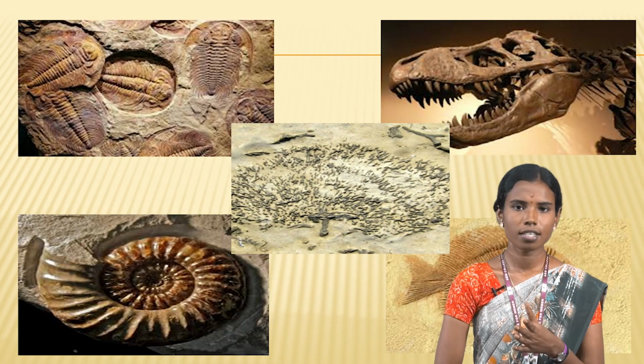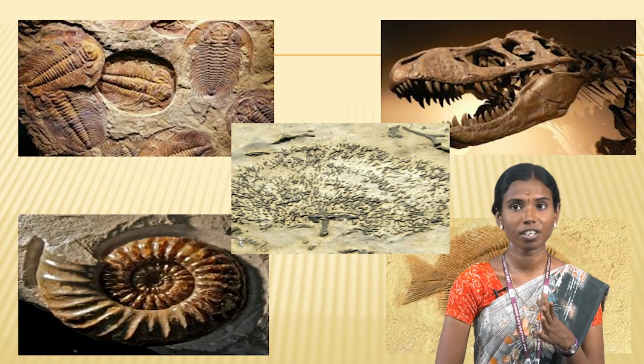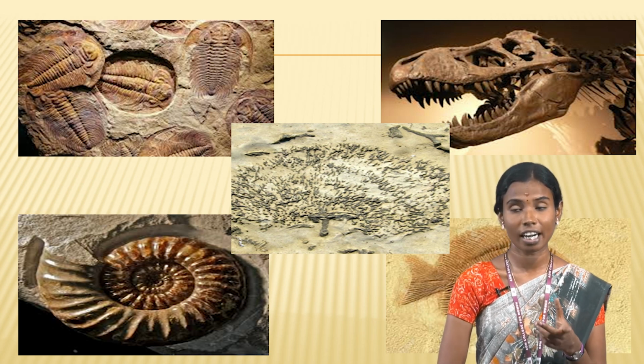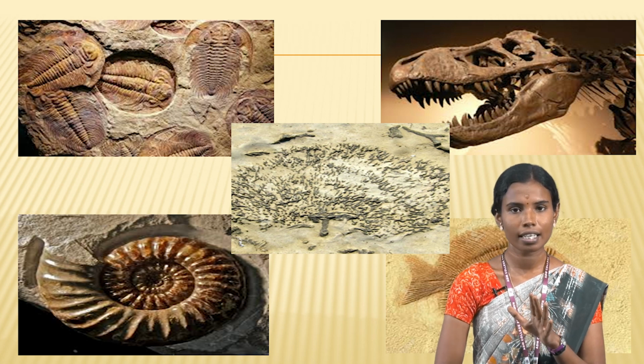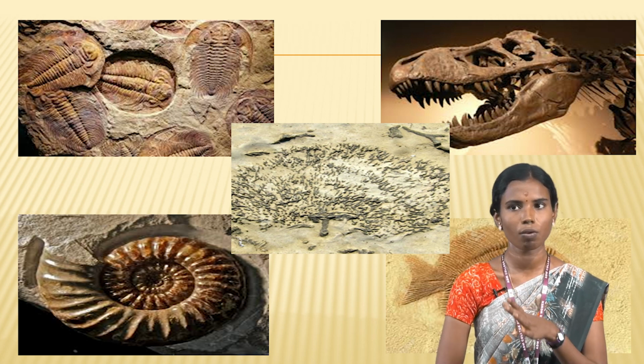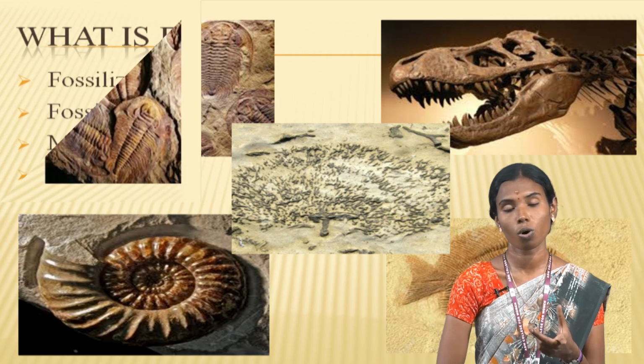So this is the picture. You can see the different fossils. In the first one, you can see the fossil of trilobites, and in the second one the fossil of a dinosaur. Then the third one is the fossil of an ammonite, and the fourth one is the trace fossil of a fish, and the center one is the fossil of a coral.